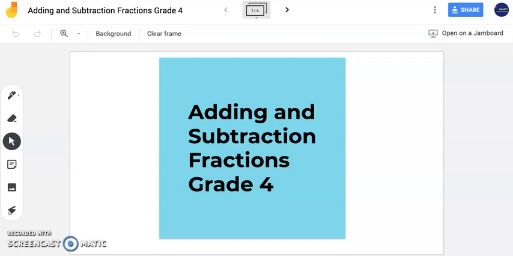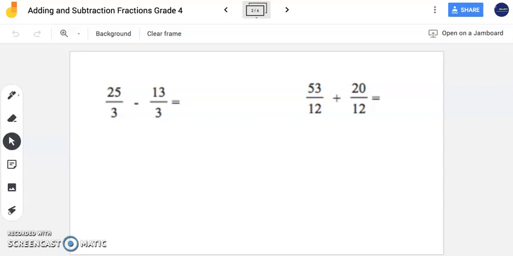Hello, today we're going to learn how to add and subtract fractions. In these two problems here, take a close look at the denominators. I notice here that we have 25 thirds and 13 thirds. Yes, these are improper fractions, but I notice that these denominators are exactly the same. When your denominator is the same, you can simply add or subtract your numerators.